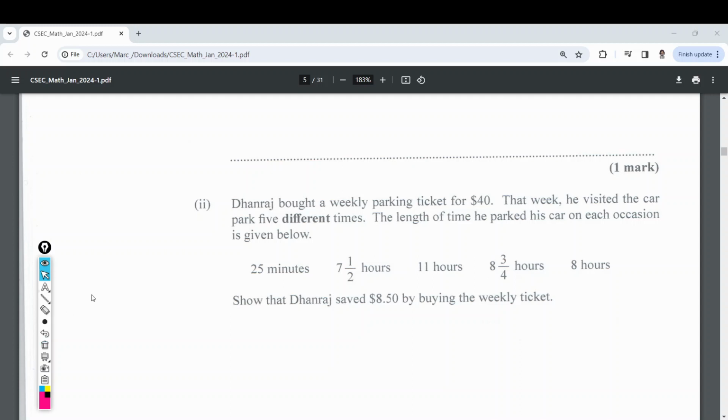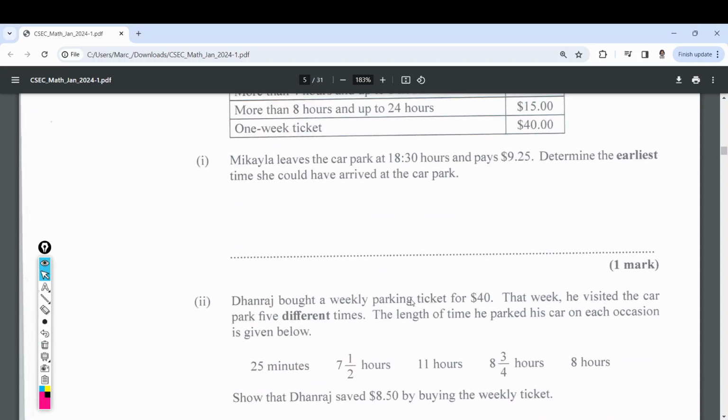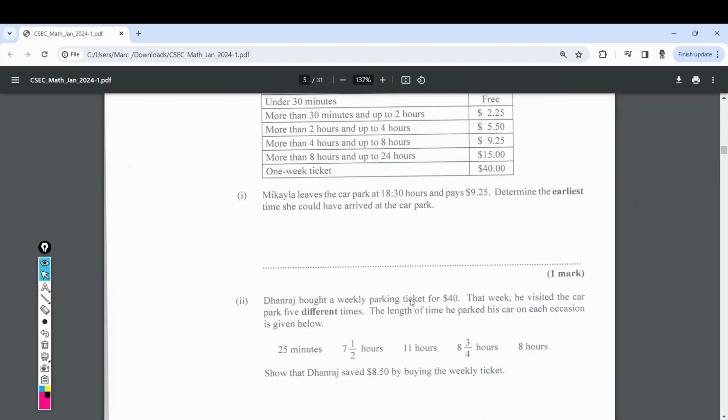Okay, so guys, we actually need the table above to do this, so I'm going to just scroll above for a second and zoom out. We need the table above in order to do this question. So guys, let's work out how much the cost would be, to show that he saved $8.50 by buying the weekly parking ticket, right?